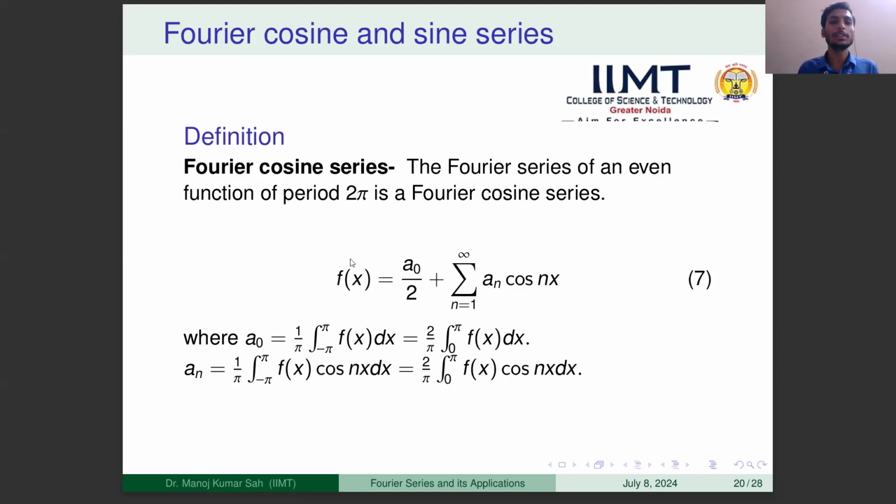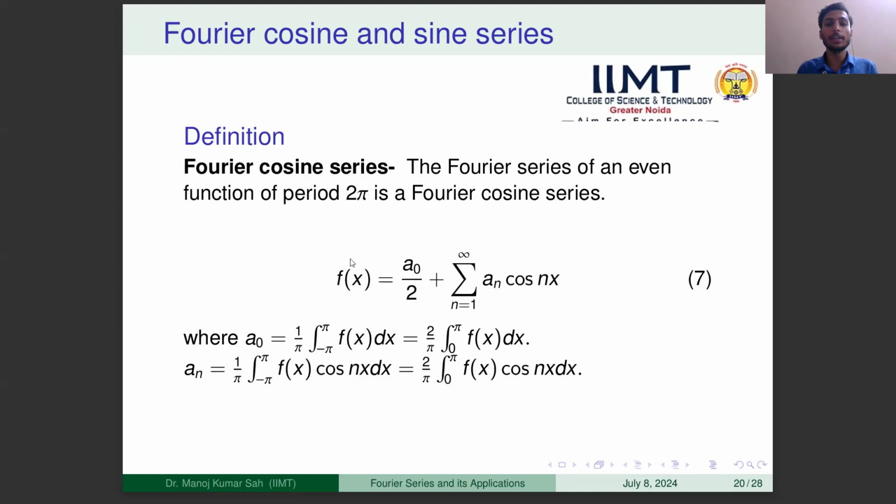Now in this slide we will discuss Fourier cosine series and sine series. Fourier cosine series. The Fourier series of an even function of the period 2 pi is a Fourier cosine series. In this case, we have an even function, and if you extend that even function, you will get equation 7. In this equation 7, what you see is that there are only a constant term and cosine terms. There is no term of sine.